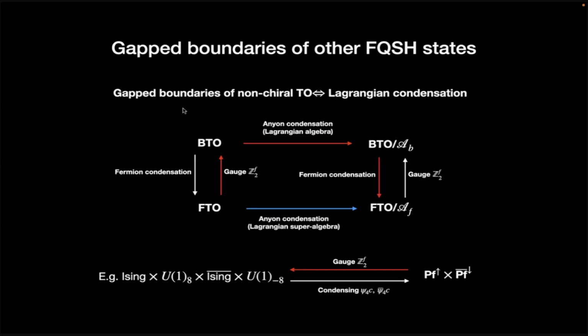Again, gap boundaries of non-chiral topological order correspond to Lagrangian condensation. If we start with a fermionic topological order here, and we want to study an anyon condensation, which may include condensation of fermions, because this is a fermionic topological order, this will be described by a Lagrangian superalgebra. If the algebra is A_F, we end up with a smaller topological order, denoted by this quotient by A_F.